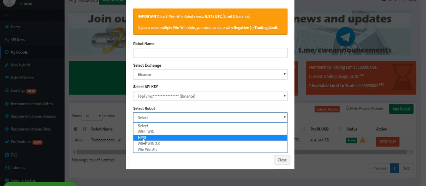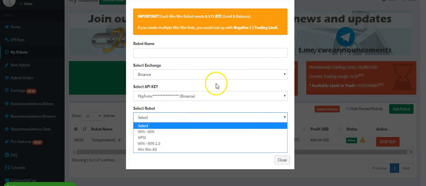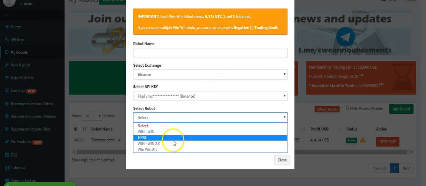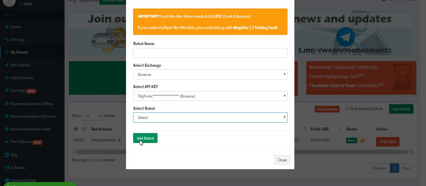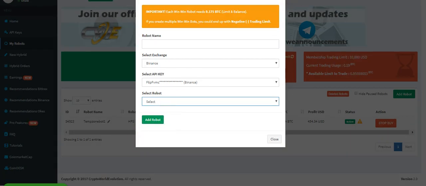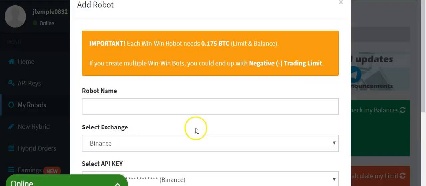What it does is, let's say you decide to get access to your membership. Well, then you decide to fund your bot with, let's say, $2,000 worth of Bitcoin. So you have $2,000 trading on an HPSI bot. Whoops. Okay. Whoops. Gosh.